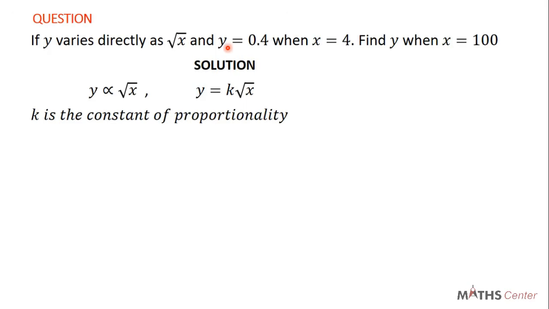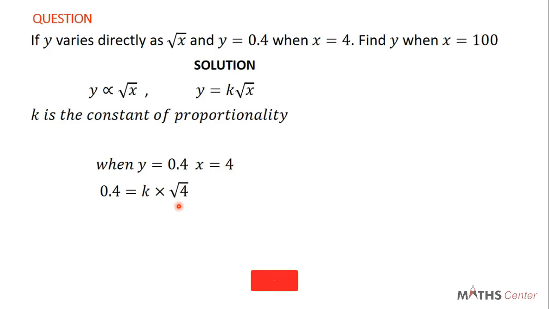We are being told that when y is equal to 0.4, x is equal to 4. That means that we can replace this y here with 0.4 and replace this x here with 4 so that we'll be able to find k. So y is 0.4 and x is 4. This means that 0.4 is equal to k times square root of 4, since y is 0.4 and x is 4. Square root of 4 will give us 2. So we have k times 2, which is 2k, is equal to 0.4.